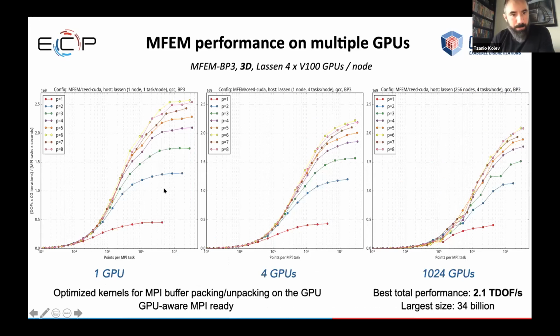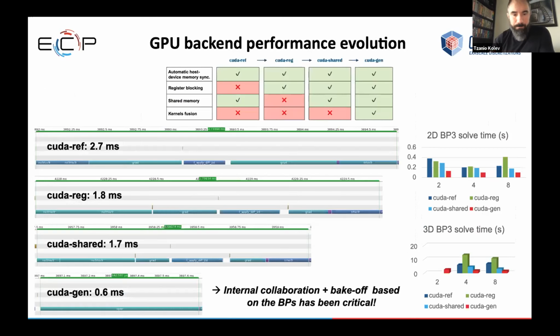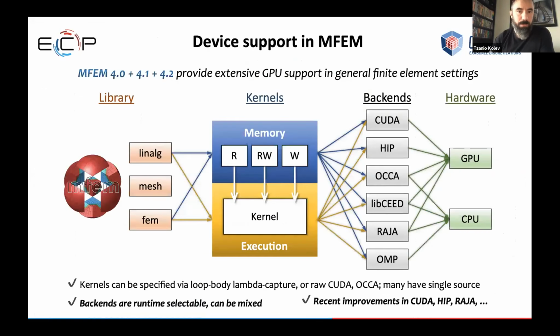We can extend this to multiple GPUs. This is going up to 1,000 GPUs with MFEM, and the performance drops locally from 2.5 to 2.0, but still aggregate performance of 2.1 teradofs and problem size of 34 billion solved in a matter of less than a minute. This took a lot of work. I'm not going to go into the details, but there's a lot of GPU optimization that has gone into MFEM. And these kernels then were promoted all the way to the level of the library, where we can support different backends at runtime, and we can target both CPUs and GPUs, from NVIDIA, from Intel, from AMD, from the same code.